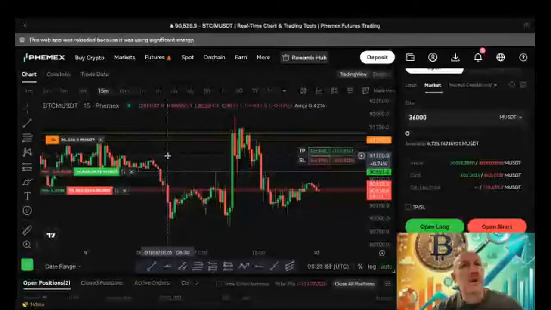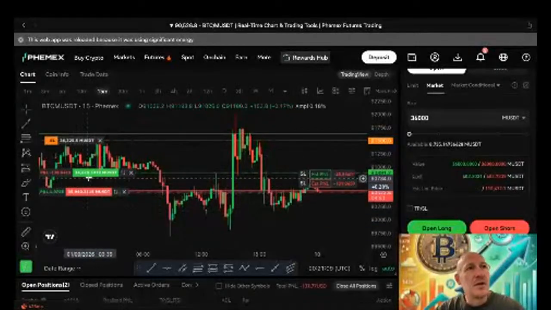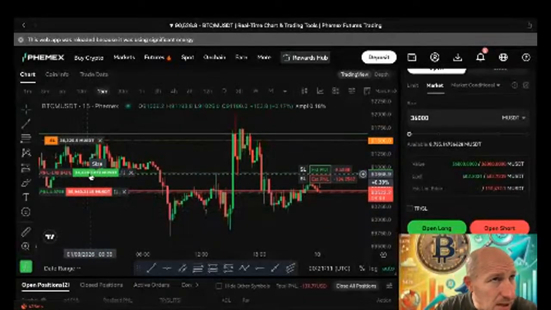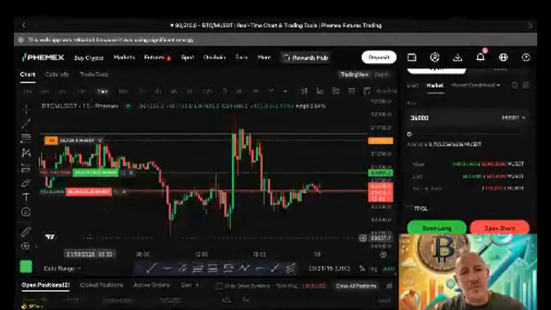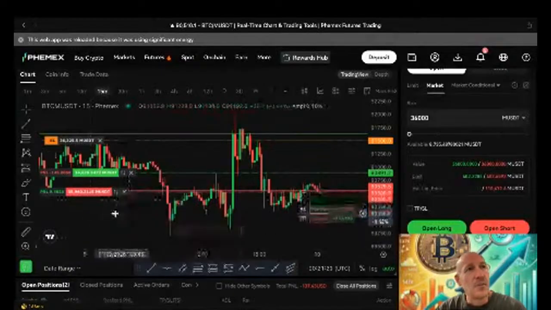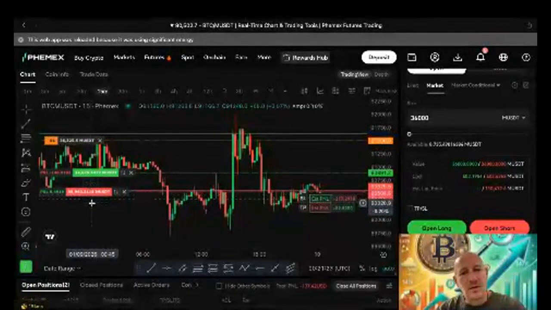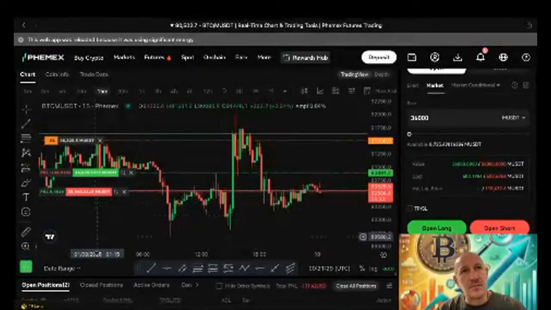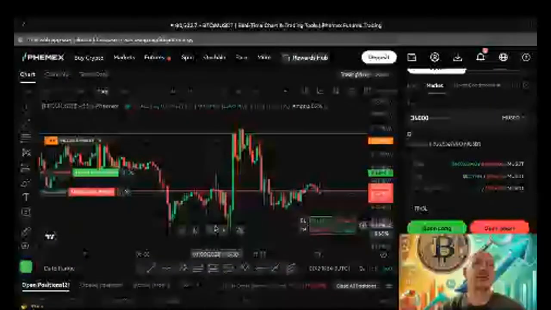Contemplating if I should enter here as well. But we're in equal positions. So right now I'm technically hedged, so I can't really lose. But what I will wait for is the short to at least go back down here probably and test this.